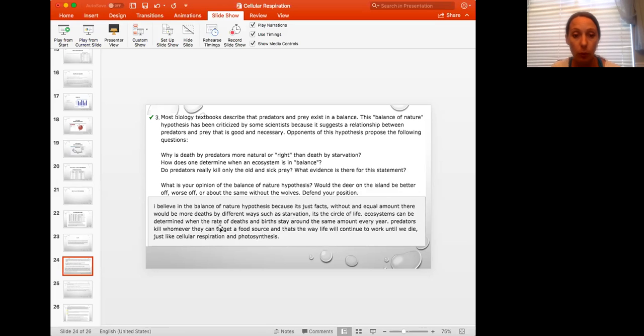Ecosystems can be determined when the rate of deaths and births stay about the same each year. Predators kill whoever they can get as a food source, and that's the way of life. We'll continue to work until we die, just like cellular respiration and photosynthesis. Okay. So again, they explained that they believe in it, and then they gave their reasons why.